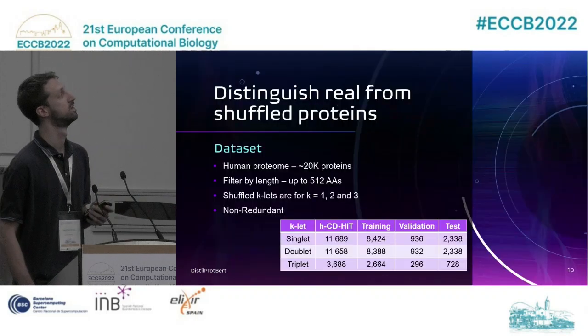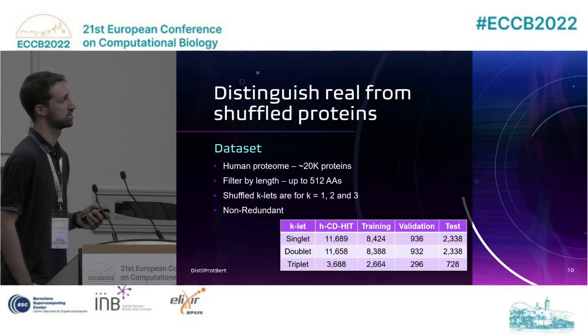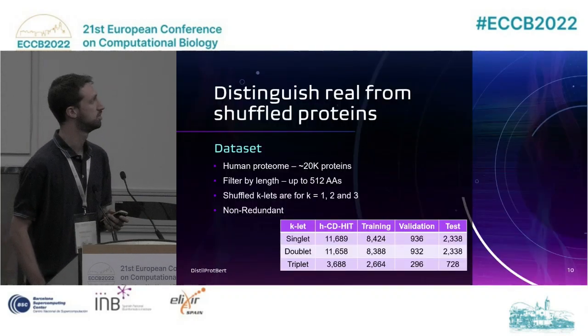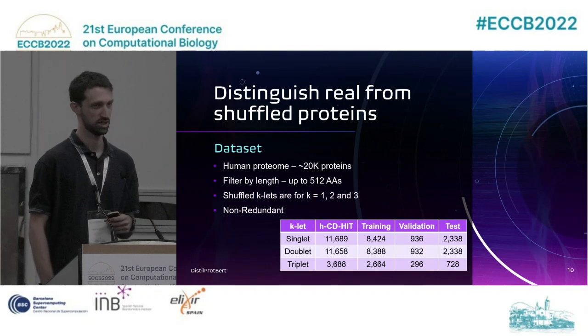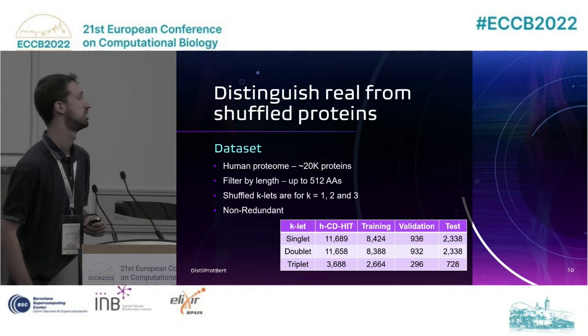So the data set was the human proteome. We filtered it by length. We shuffled, as I told you, for the singlet, the doublet, and the triplet ones.